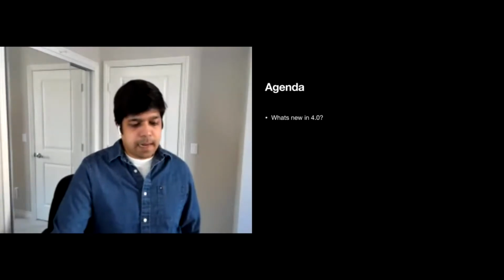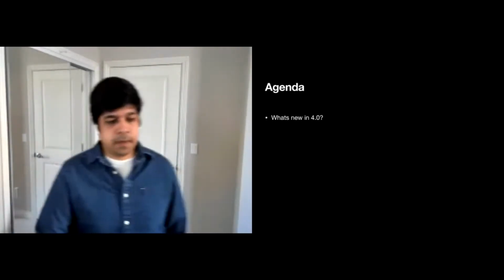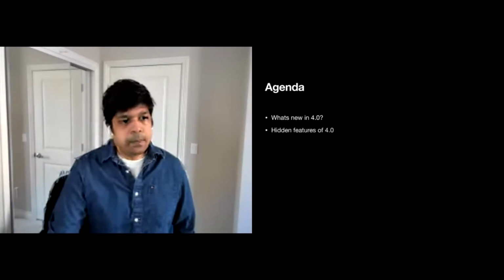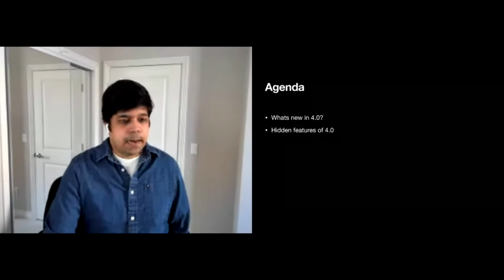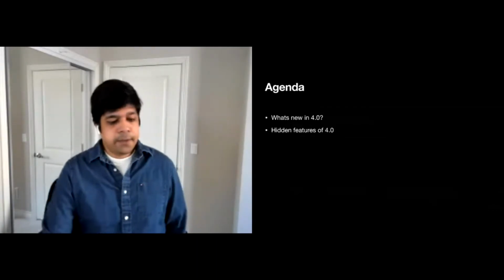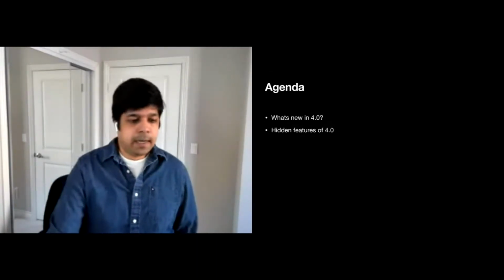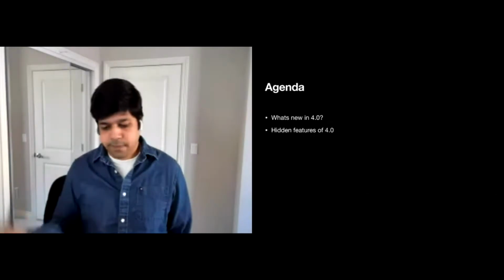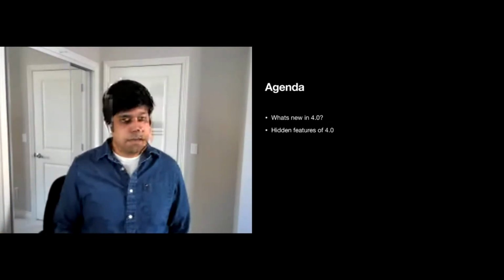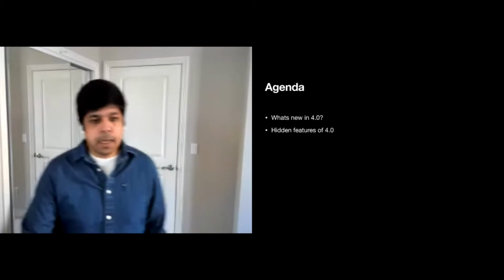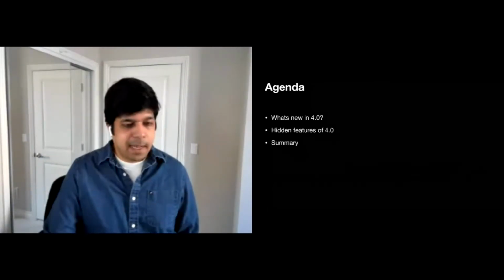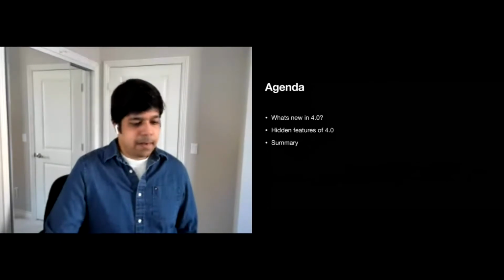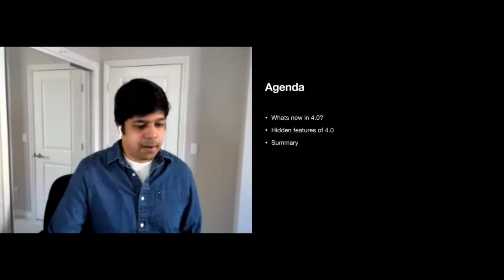So we'll be looking at what's new in 4.0. These are features that you're likely very familiar with to begin with. Then we will look at some of the hidden features in 4.0. And these are a little bit understated features. They are not features that people don't know about, but these are features that mostly get overlooked because there is a one-line description about those features. And then I'll summarize the talk.